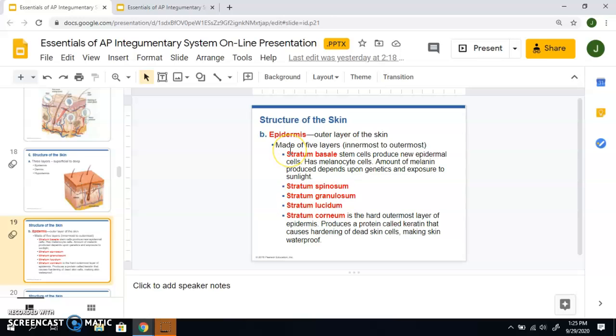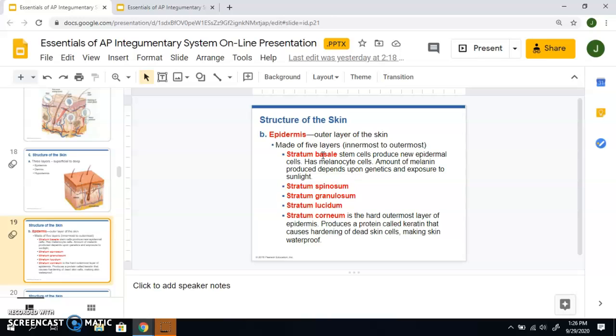Deeper, at the deepest layer of the epidermis, we have stratum basale or stratum basale. You can pronounce it either way. The way that I remember that it's the deepest layer of the epidermis is by saying basement. It is the basement layer or the basement stratum of the epidermis.